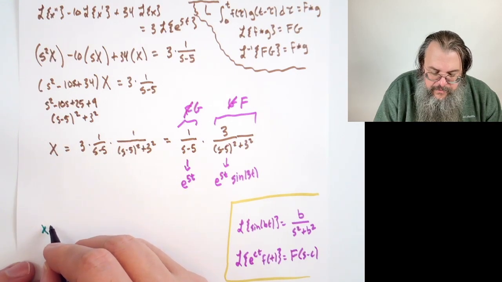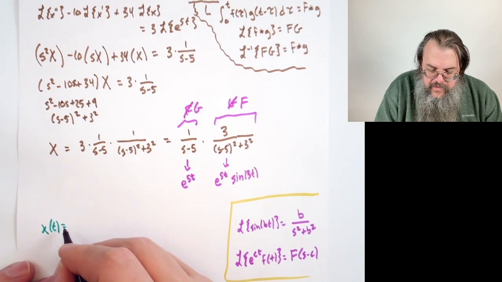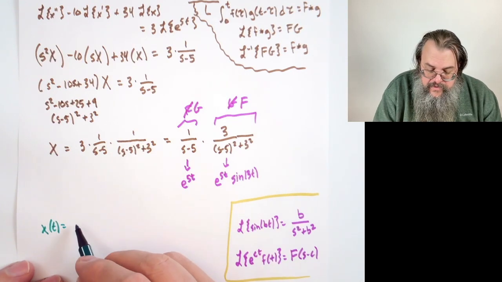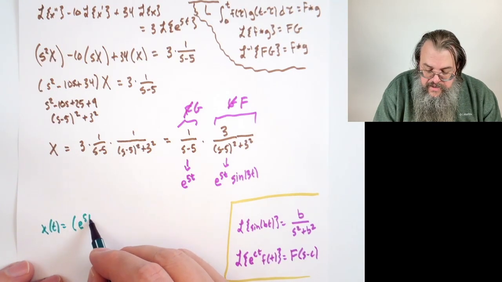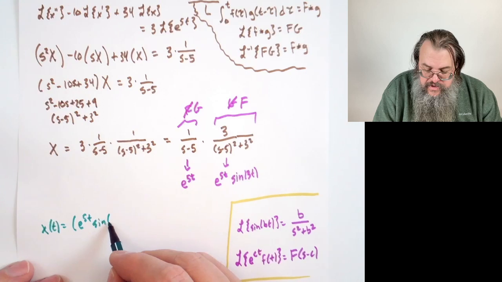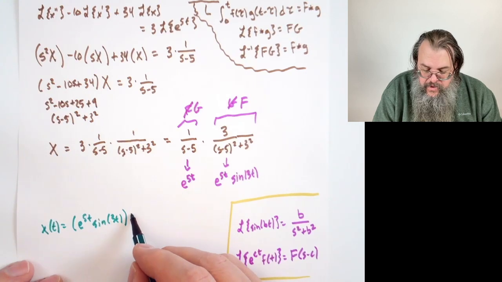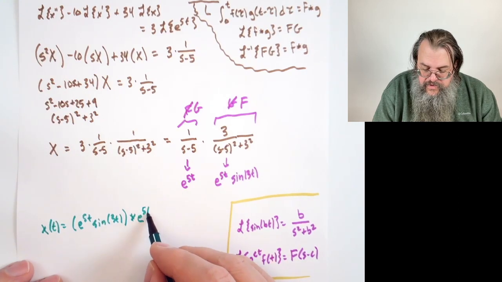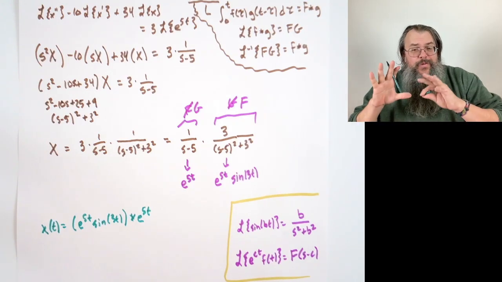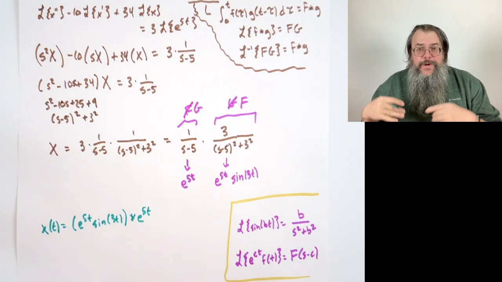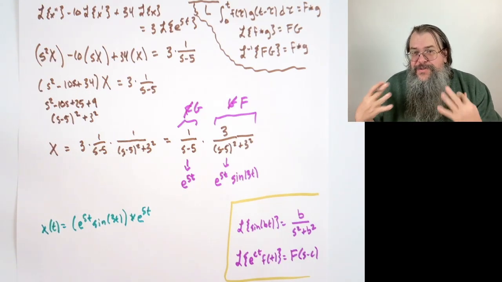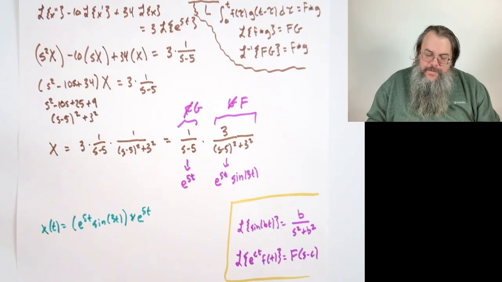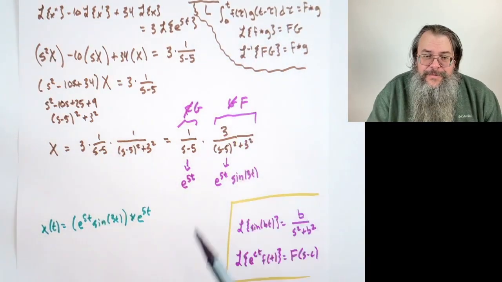But, all right, so little x of t, we can say is the convolution e to the 5t sine of 3t with e to the 5t. Now, they wouldn't be happy if we left it like that. We really want to make sure, hold on, do you really know convolution? All right, we want to get it to this integral form.